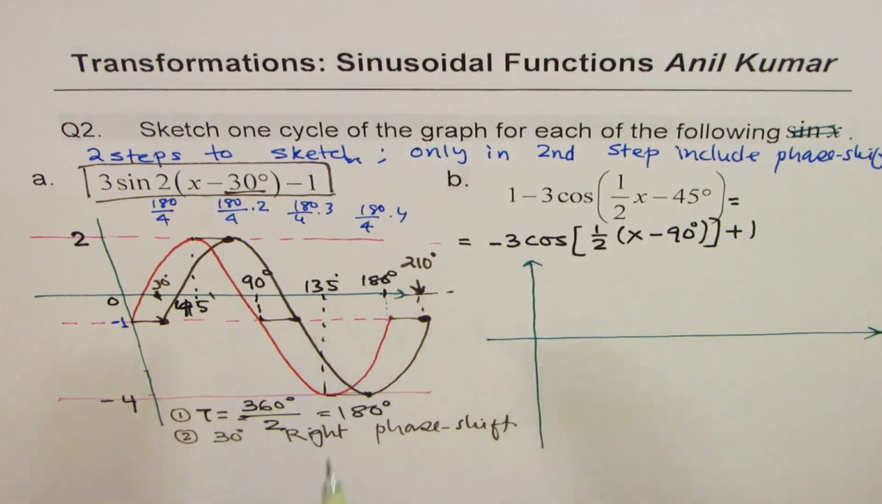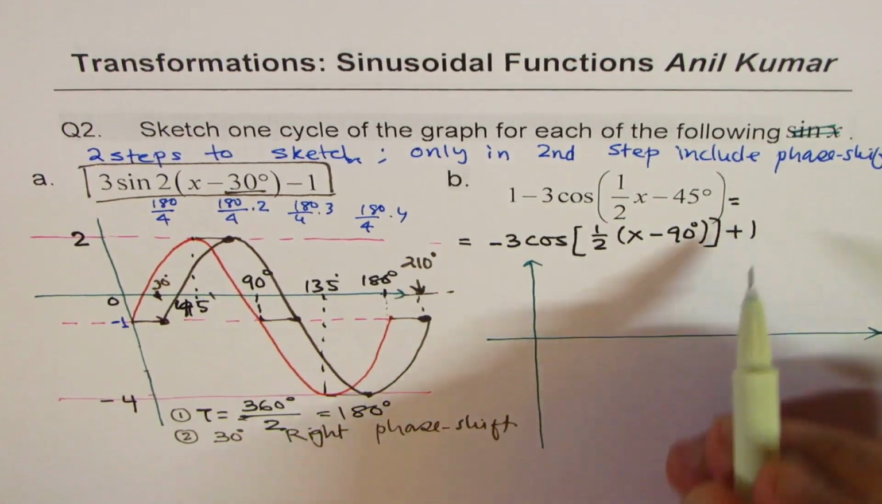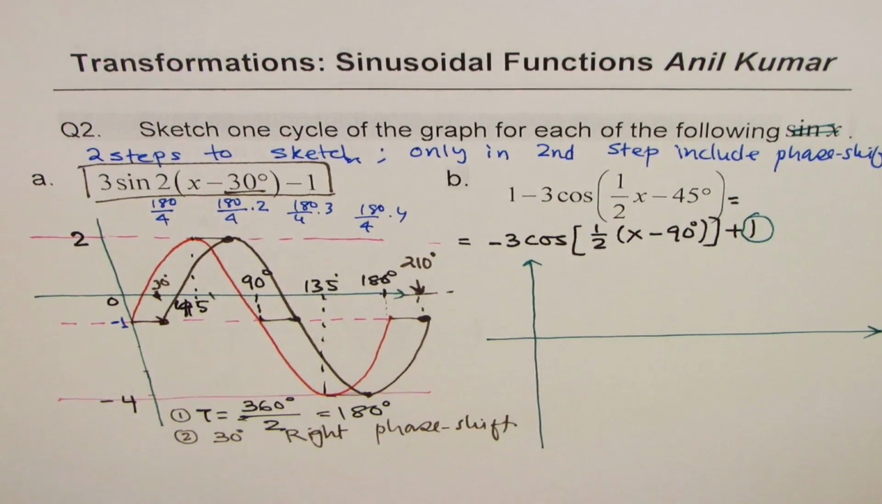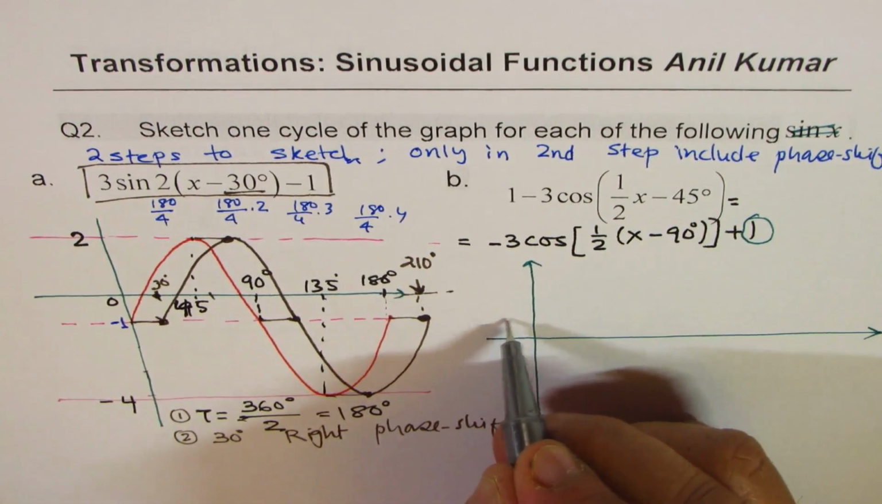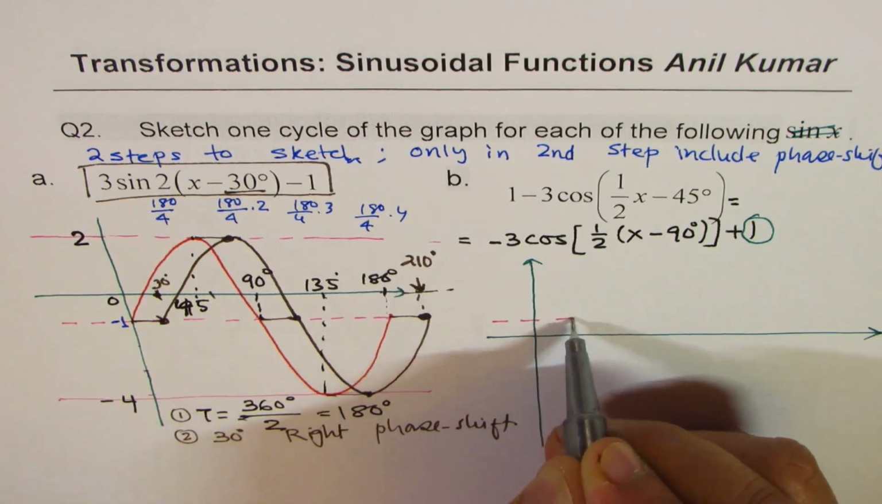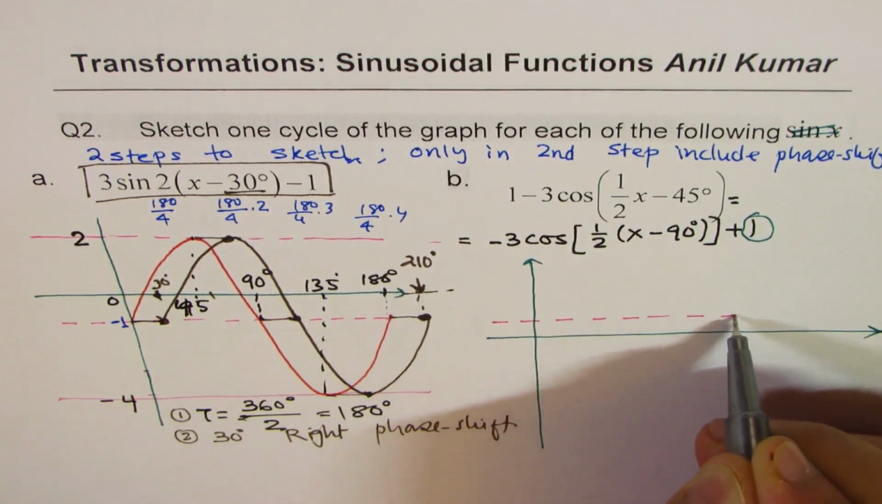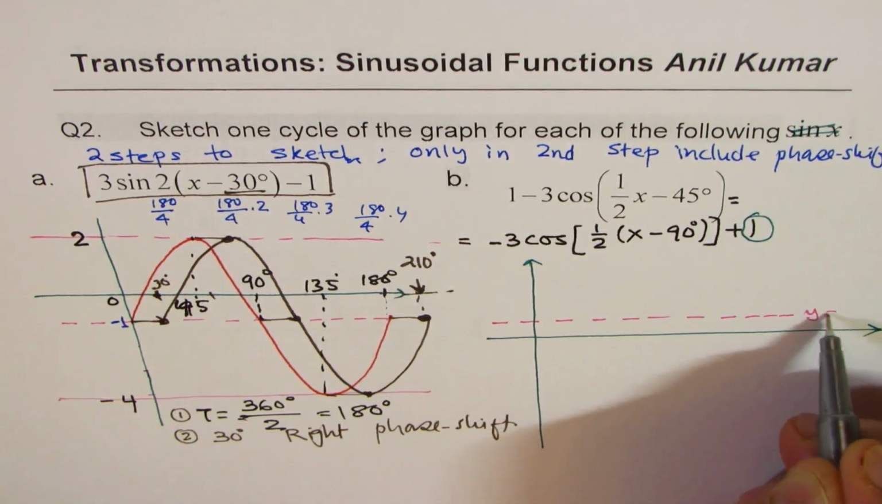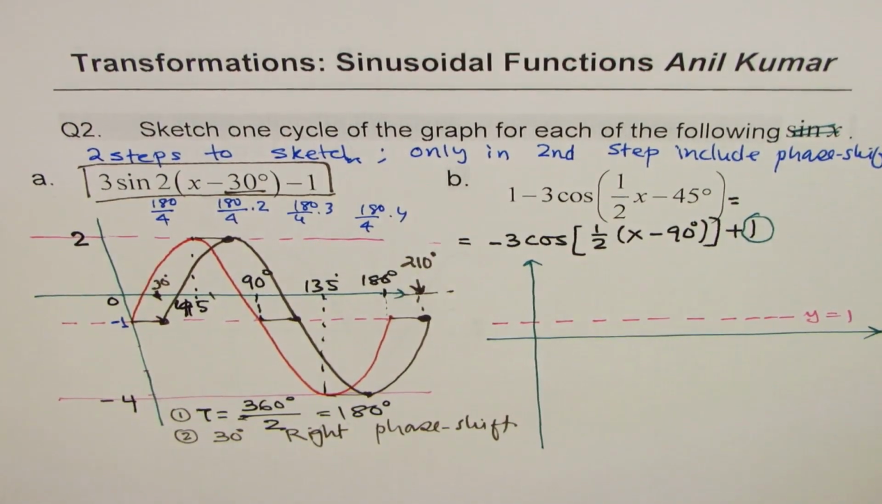We'll follow 2 steps. First step, axis. So first step is this. We'll draw a line which is 1 unit above the x-axis, since we have translated the whole function 1 unit up. So this is y equals 1. Is that okay? Amplitude is 3.